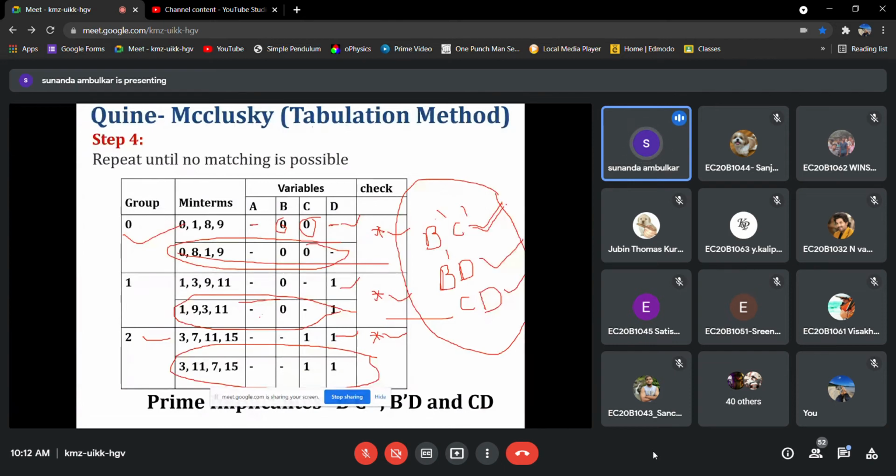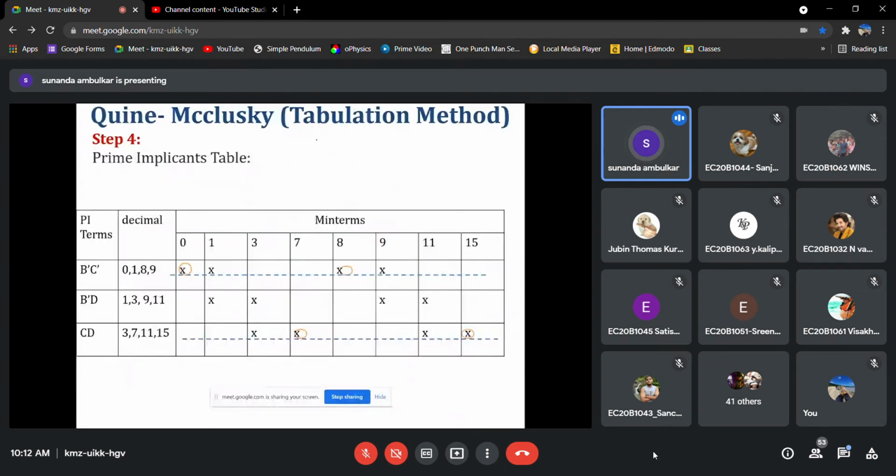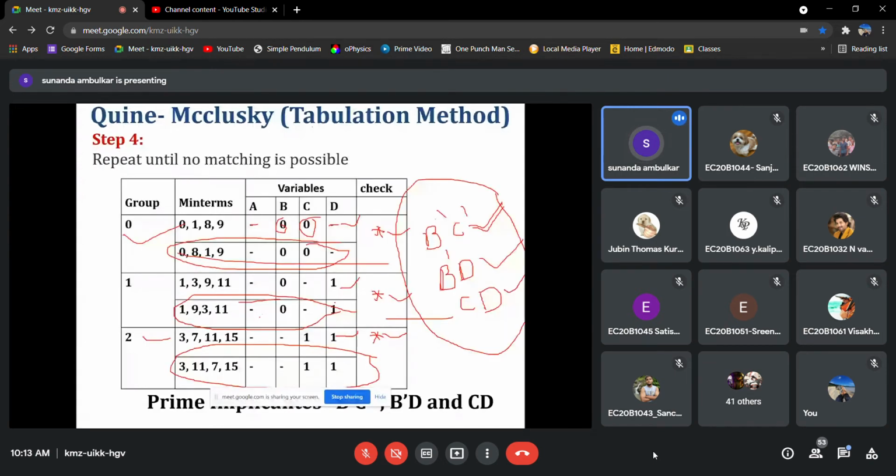The next task, after finding the prime implicants, is the last step: we have to make the prime implicant table. Okay, so this is the prime implicant table. Here we see B dash C dash, B dash D, and CD. These are the prime implicants.